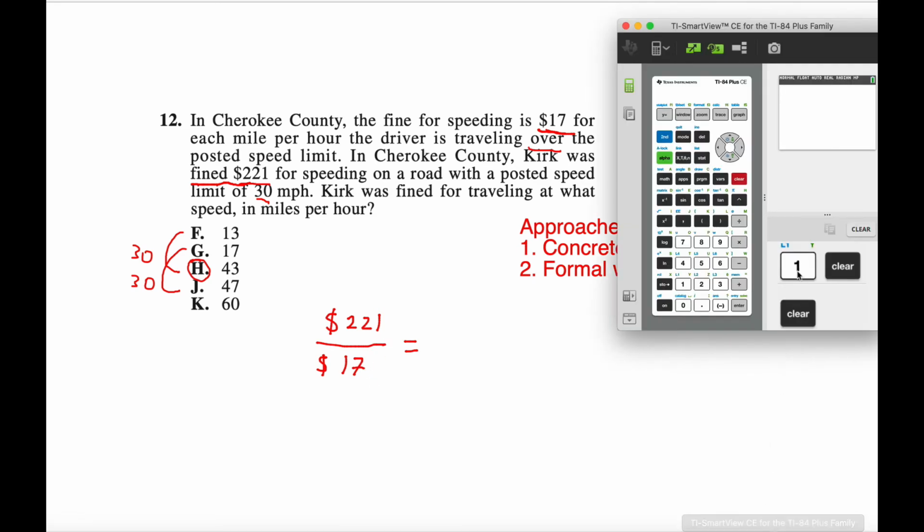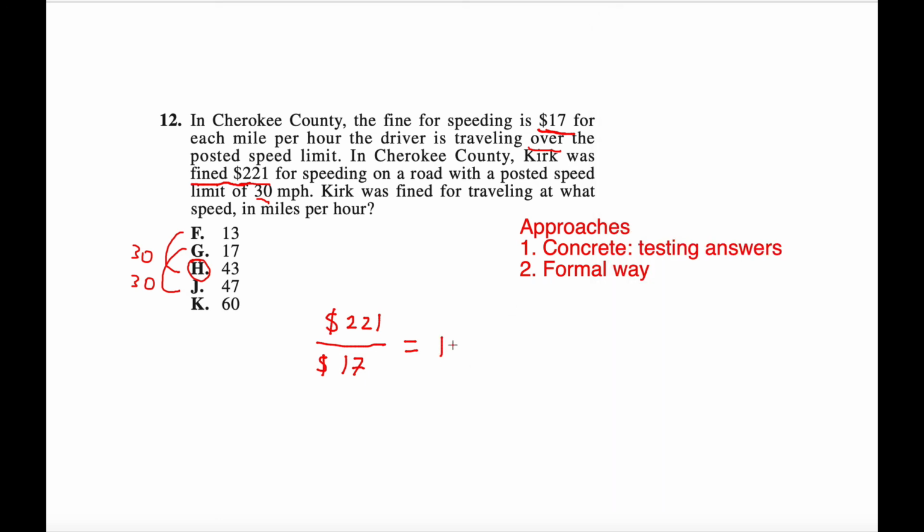So if we do 221 divided by 17, we get 13. So this tells us that he was going basically 13 miles per hour over the speed limit. And since the speed limit is 30 miles per hour, we can add that to the 30, and that will tell us the speed that he was going. So it's 43, and that is the same answer that we got earlier.